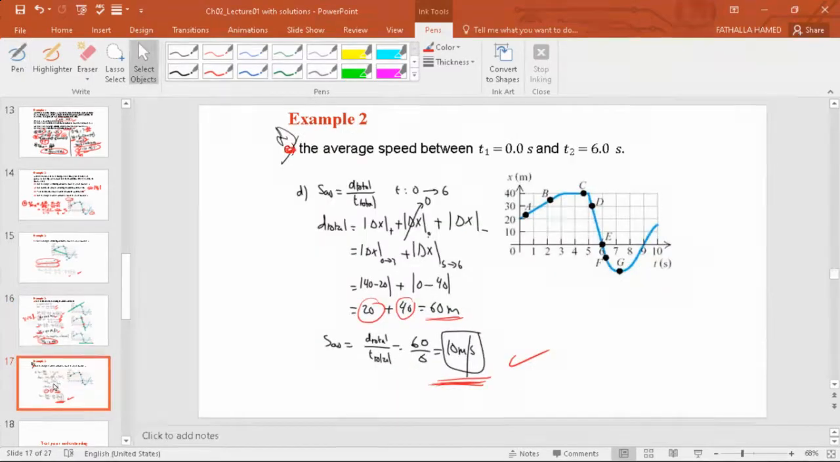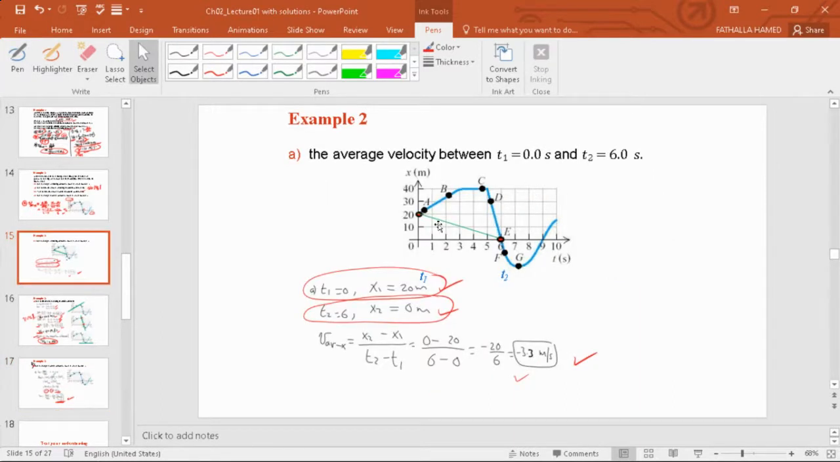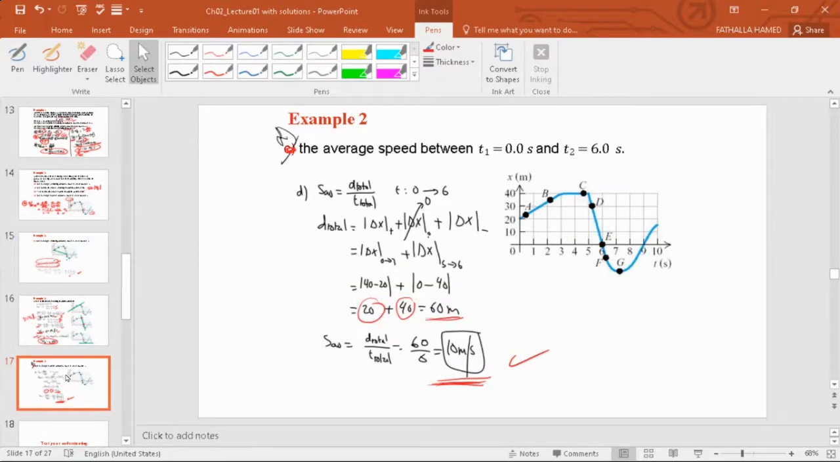Finally, here, they ask about the average speed between t equal to 0 and t equal to 6 seconds. Now, they ask about speed, not velocity. We did the average velocity between 0 and 6 here, and we found it's equal to minus 3.3. Now here, we're looking at the average speed, and the average speed is total distance divided by total time, and your total time is 6, because you're going from 0 to 6. But for the distance, you really have to look at the total distance traveled.